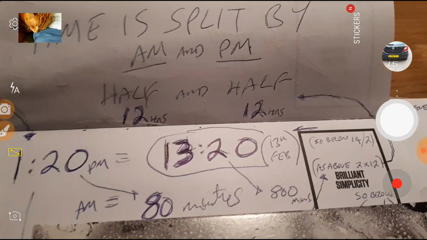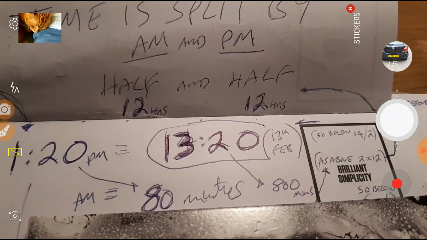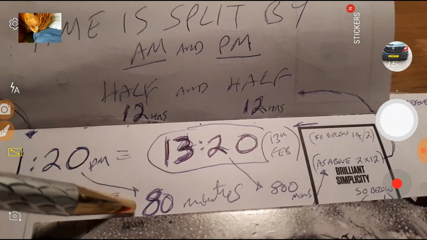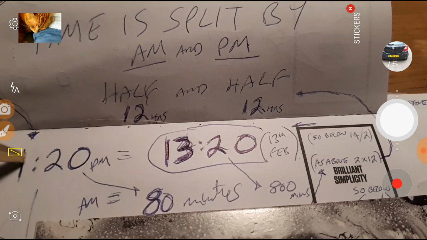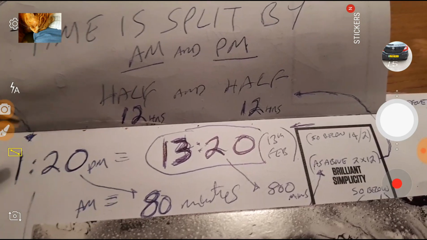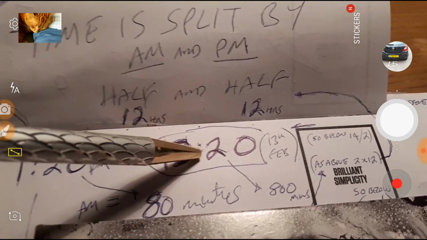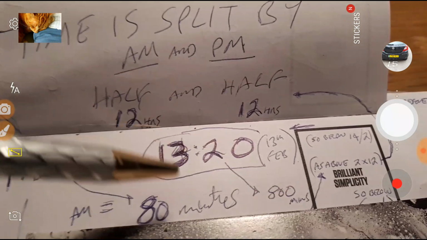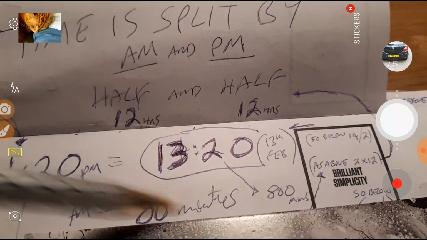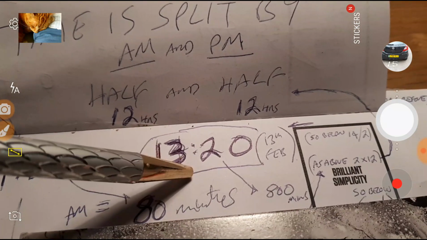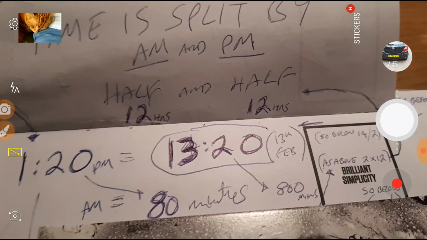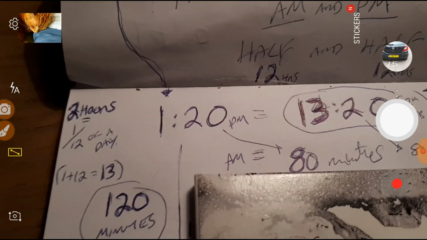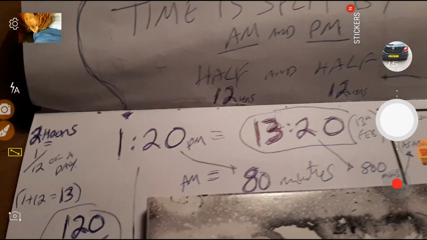If I move this down, it also shows how AM for 1:20 AM, that would be 80 minutes that have passed, 60 minutes plus the 20. On 13:20, so PM wise, it'll be 800 minutes. So it's got a double 8 connection, whether you're on AM or PM. And that's for a 12th of the day. We're just going on 120 minutes. And we converted that into time.